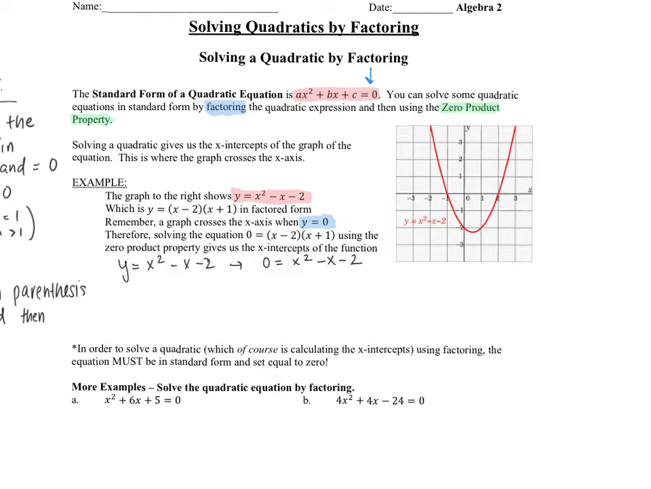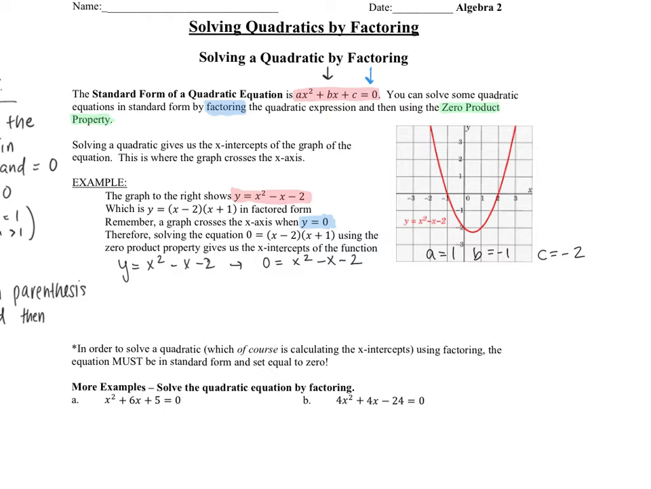So now that we're here, we're going to go ahead and factor. Remember, how we factor is we're going to list a, b, and c. So I'm going to say a equals 1, b equals -1, and c equals -2. And that is all based off of standard form.